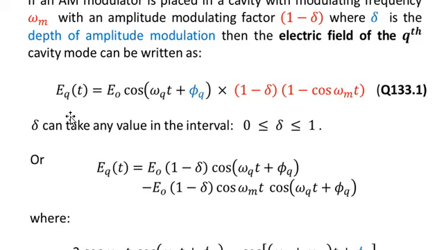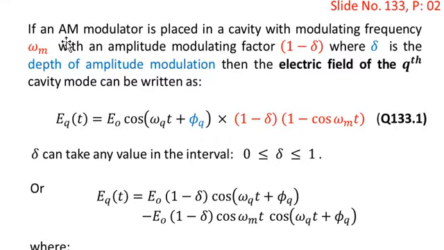So E_q as a function of time is equal to E_0 into cos of (omega_q t plus phi_q). And this term in red is due to the presence of the modulator, the amplitude modulator, because we are talking about an amplitude modulator here. So if the amplitude modulator is not present in the laser cavity, then of course this term shown in red will not be present.